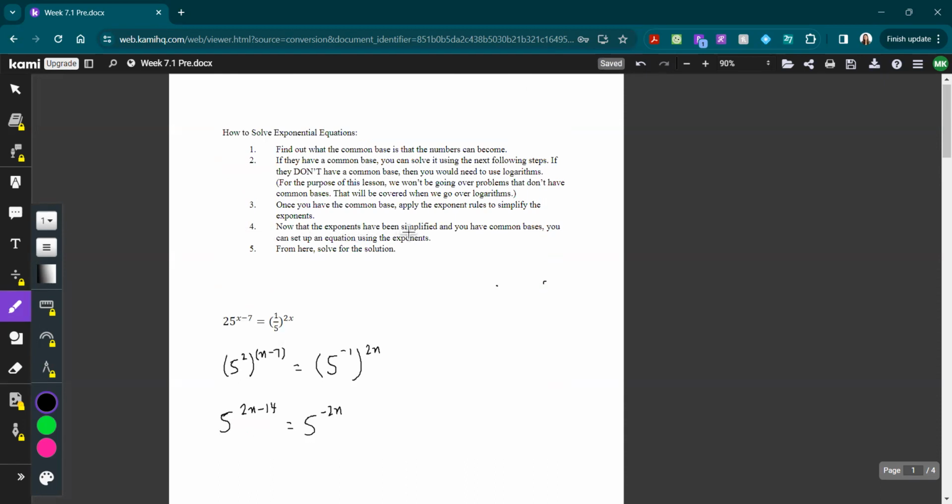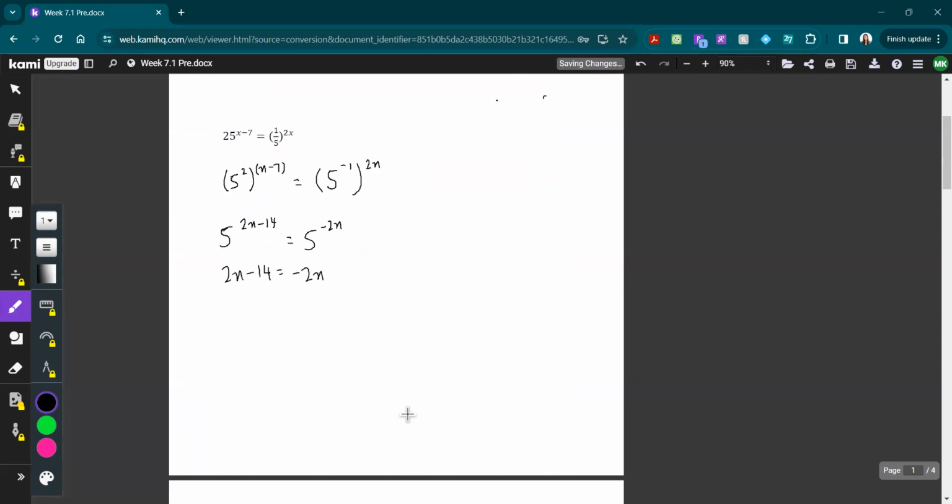And then on to the fourth step. Now that you have the exponents simplified and you have a common base, set up an equation using the exponents. So we have 2x minus 14 equals -2x. And then from here, you solve for your variable, in this case x. I'm going to add 2x to both sides of the equation, and that will give me 4x equals 14. Divide by 4, x equals 7/2. And that's my answer. All right.